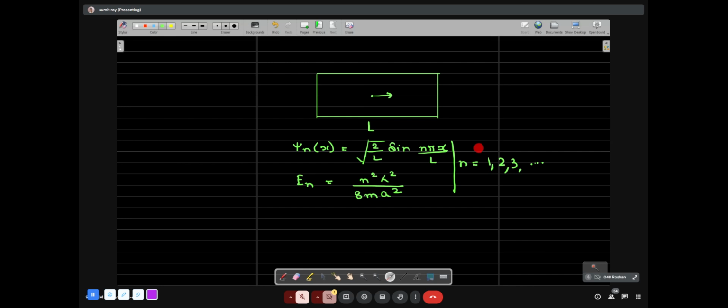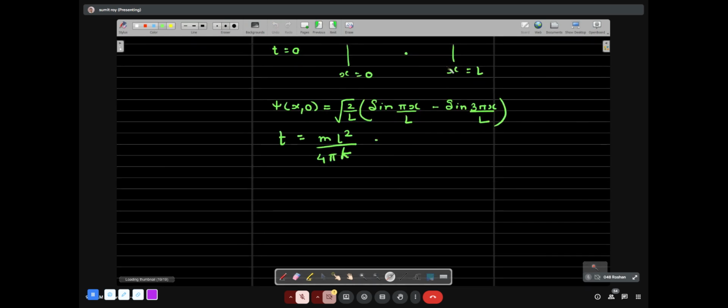Under root 2 by L sine pi x by L. Correct. Now return back to the question. This is the wave function at t equals to 0, psi x and the time is 0. The wave function at t equals to 0 is written in terms of the wave function, not the ket.